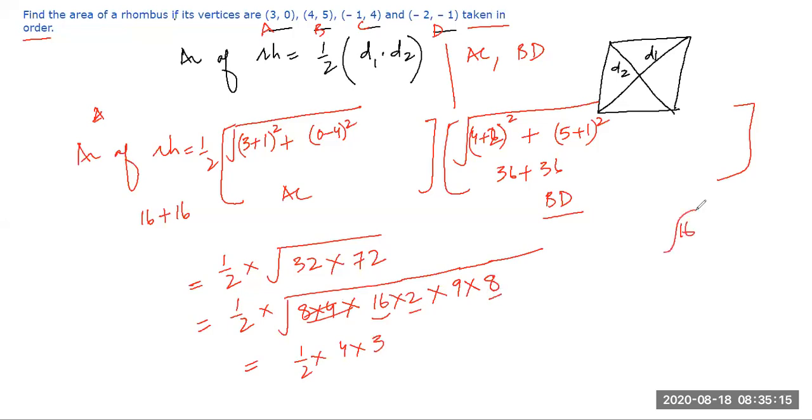So 16 root is equal to, tell me students, please tell me, 4. 4 into 2 into 4, perfectly right. So this is 2, 3 to the 6, 6 4s are 24. So the unit is not given, so we will write unit square. Area is always in square. So we have done this also, right?